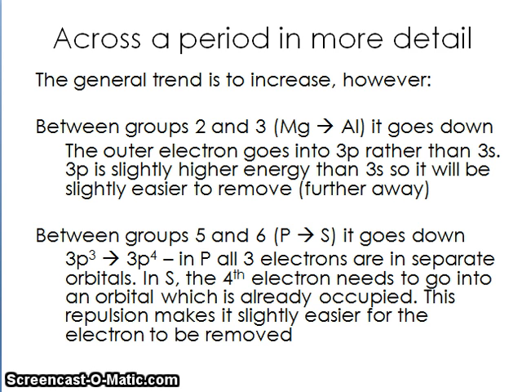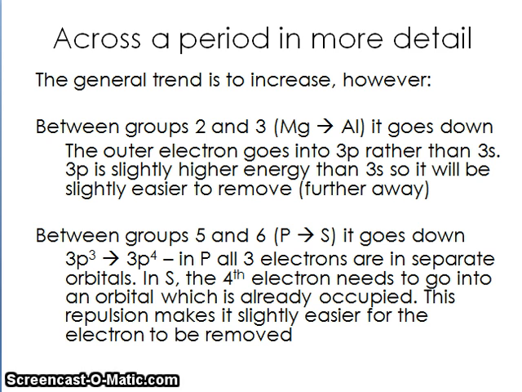The second place where it goes down is between groups 5 and 6. So for period 3, this is phosphorus to sulfur, and this also goes down, but for a different reason. Now in this case, when you're in group 5, you've got one electron which is unpaired in each of the orbitals. So for phosphorus, you've got 3p3. So you've got 3p orbitals, and each one of them has got one electron in it.